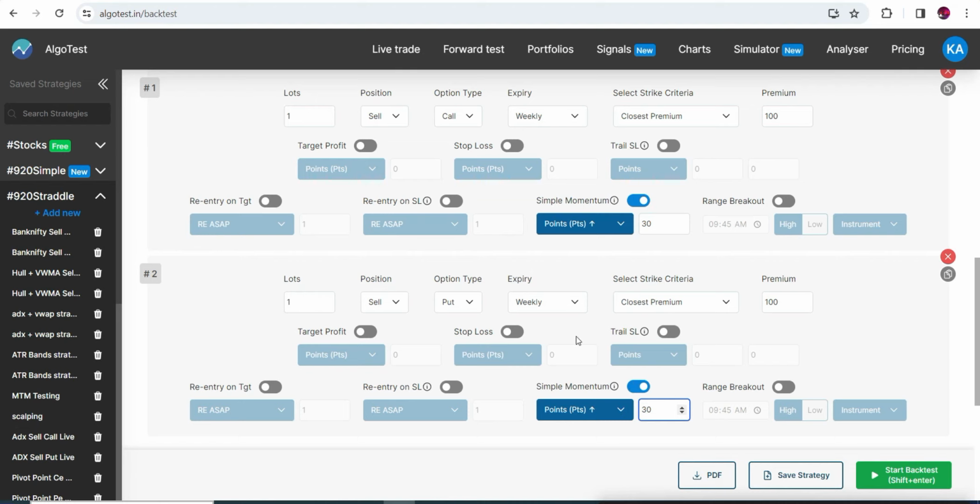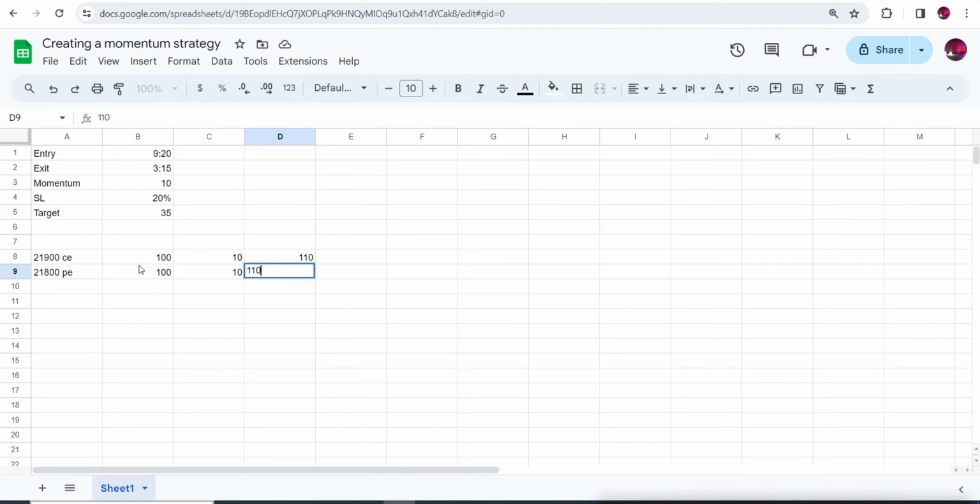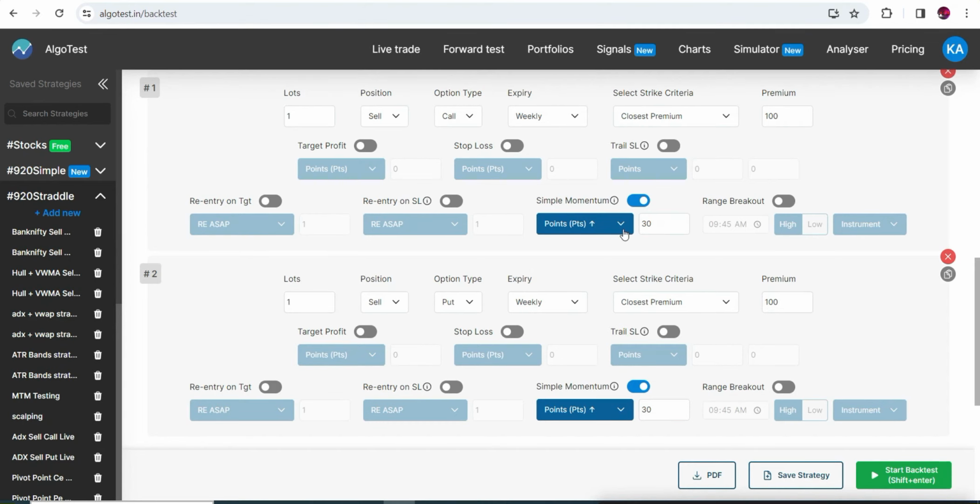30 points. Now, how does the 30 point momentum work? It means that at morning 9:20 the premium was 100 rupees. Now from 100 rupees it will select 30 points above, that is 130. So if the market touches 130, from 100 to 30 points above, at any point of time in that day, since we are doing intraday, it will take the entry. So this is how the upside momentum works.